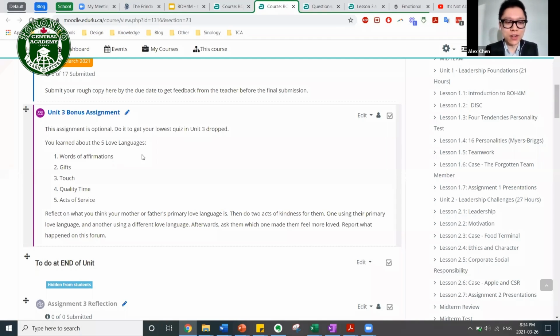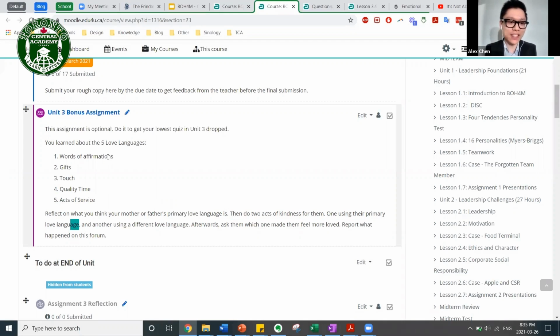Or maybe your parents love giving you hugs. Okay, then you might guess they are touch. Or maybe they like to do nice things for you. Then maybe they are acts of service. Take a guess. After you have the guess, I want you to do 2 acts of kindness for them, or 2 acts of love. One, using their primary love language.